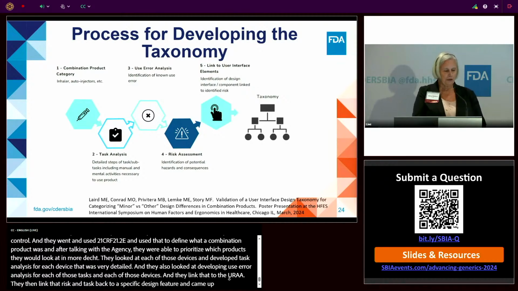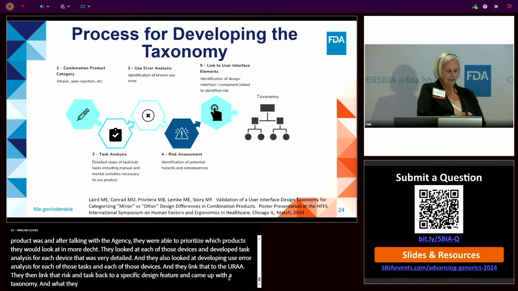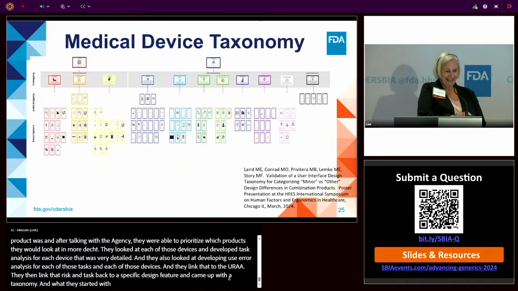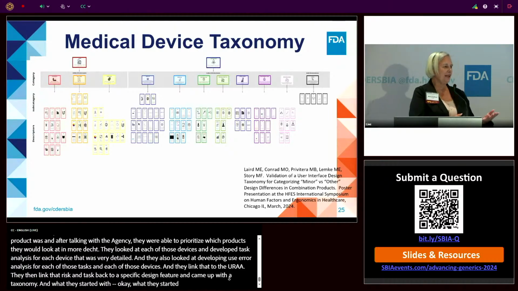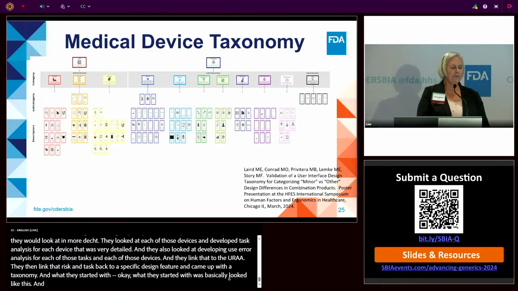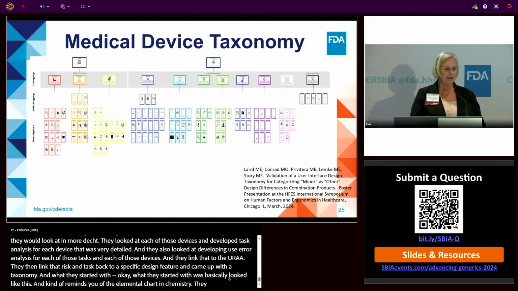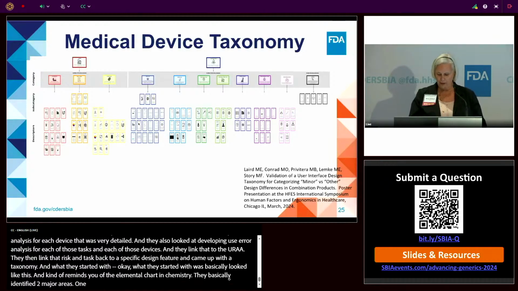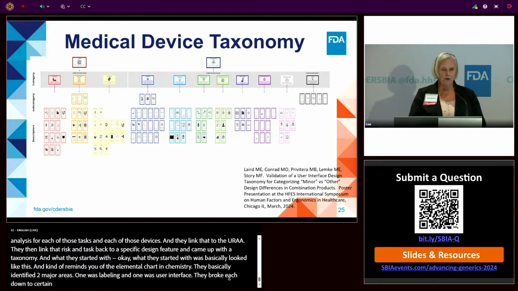And what they started with was basically like this. And, you know, it kind of reminds you of the elemental chart in chemistry. They basically identified two major areas. One was labeling and one was user interface. They then went down and broke each of those down into certain specific categories, and then subcategories and descriptors. So the further down you get on the table, the more specific you're looking at.